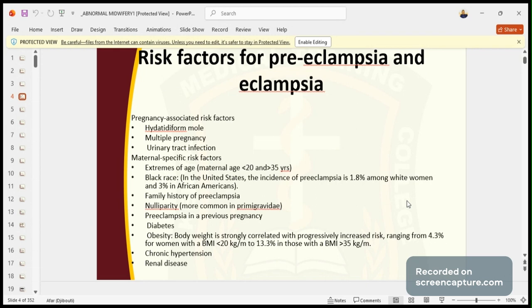So sometimes 35 kilograms more of it will be a predisposing or risk factor for preeclampsia and eclampsia. Chronic hypertension and renal disease. So if you have an issue with your kidneys, or if you've been diagnosed with chronic hypertension before the pregnancy or even during the pregnancy, it is indicative of the same.